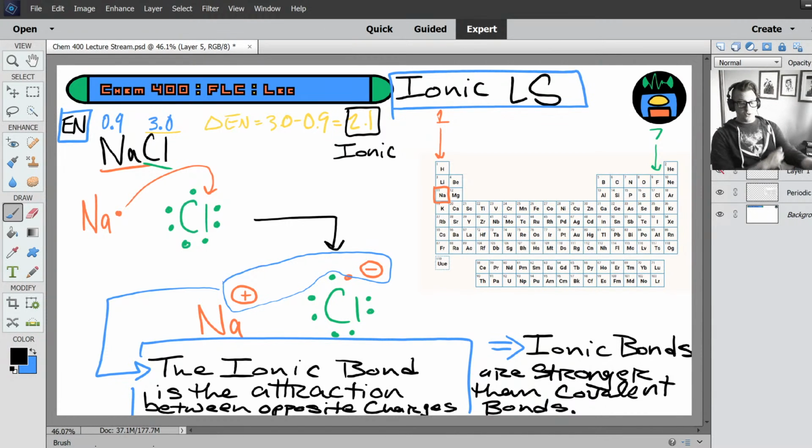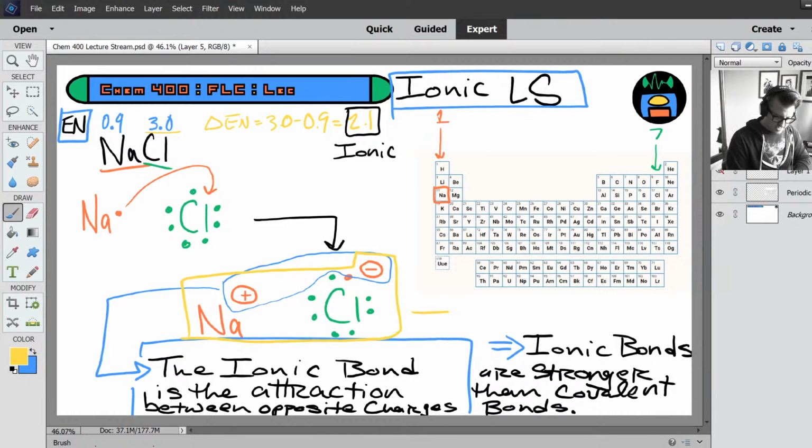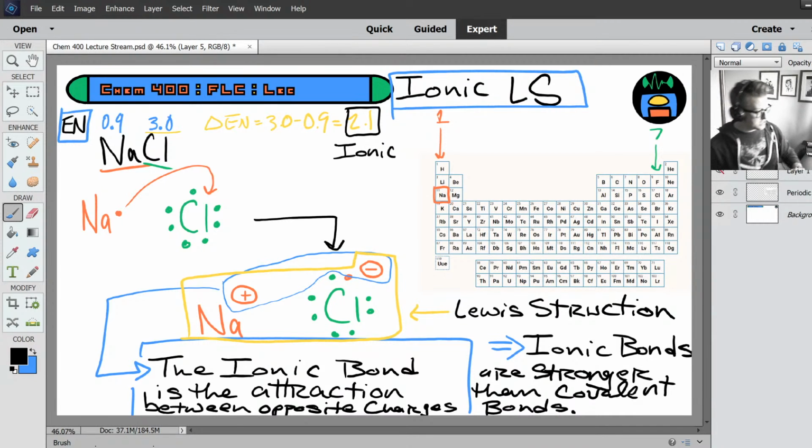All right. Now you may look at this and think, okay, that's all well and good. So this right here, this is the Lewis structure for sodium chloride. But you may be wondering why. All right. Why does sodium want to lose an electron? Why does chlorine want to gain an electron? And the answer to that question of why.